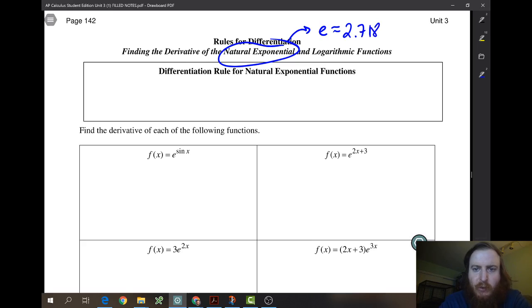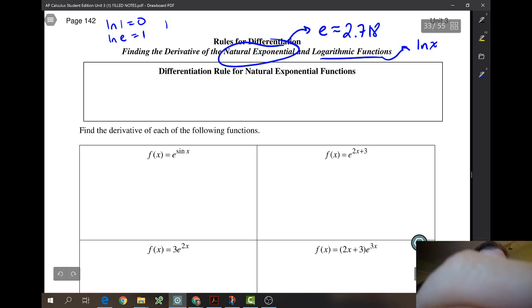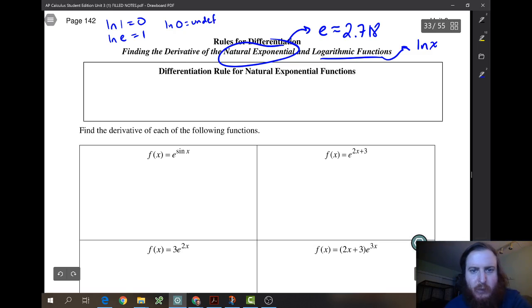And then also logarithmic functions, and specifically we're going to be discussing ln, right? The natural logarithm, so like ln of x. And one thing to remember before our notes is that we do need to know that the ln of 1 is equal to 0, and the ln of e, those kind of cancel out, and so we get 1. Also, the ln of 0 or even any negative is undefined. So those are just some things to know going into this.